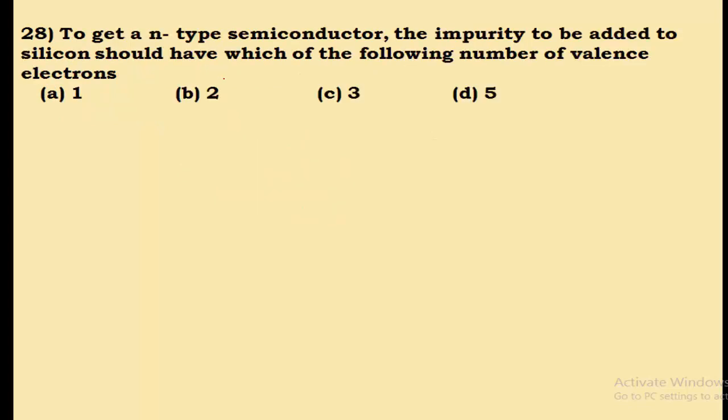It's 28th. To get an n-type semiconductor, the impurity to be added to silicon should have which of the following number of valence electrons? If trivalent impurities are added, then we will get p-type. Okay, that you have already seen in the previous problem. And if we add pentavalent, okay, then we will get n-type semiconductors.